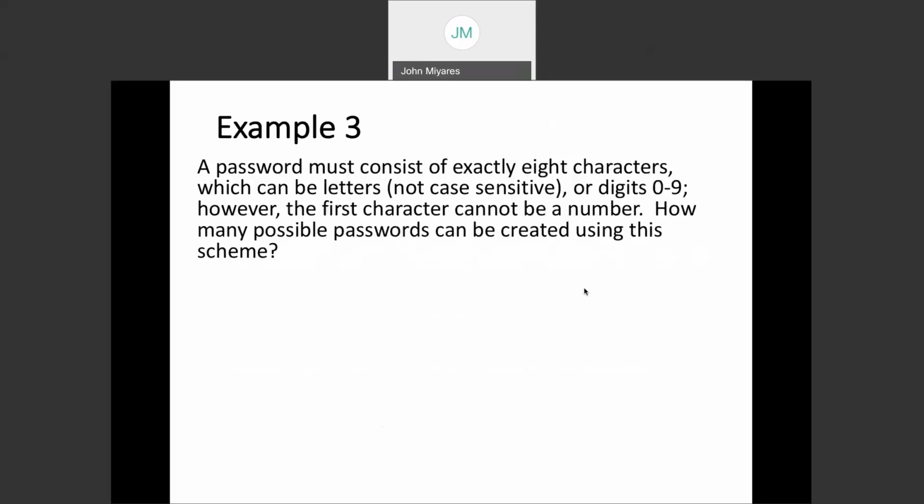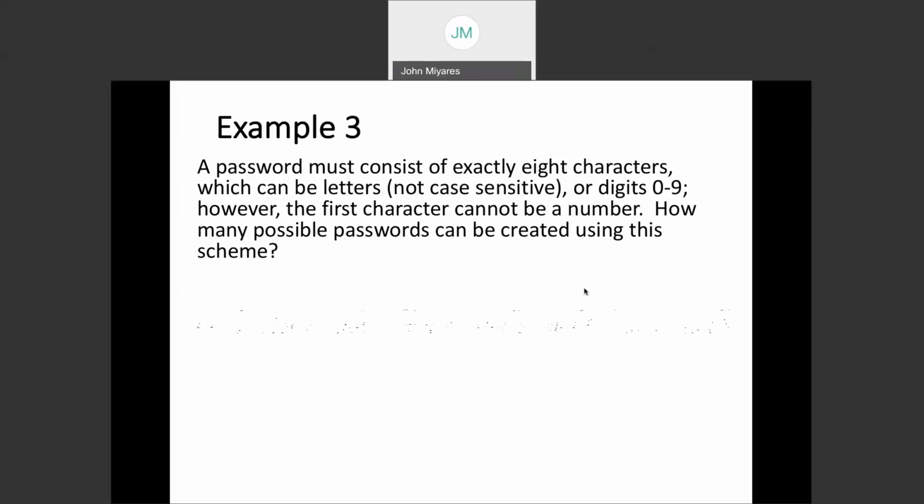Let's try another one. A password must consist of exactly 8 characters, which can be letters, not case sensitive, or digits 0 through 9. However, the first character cannot be a number. How many possible passwords can be created using this scheme?